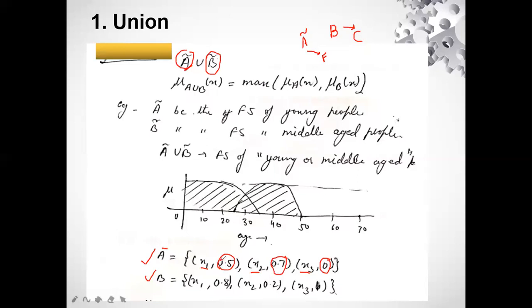That means it is neither completely young nor in the category which is not young, but somewhere in between, that is 0.5, right? X2 is younger than X1. Why? Because it has a higher value.